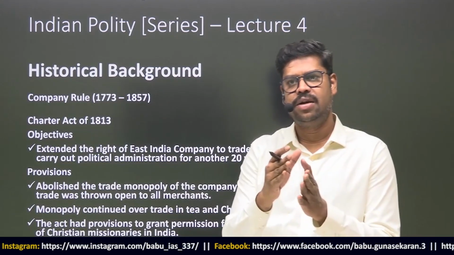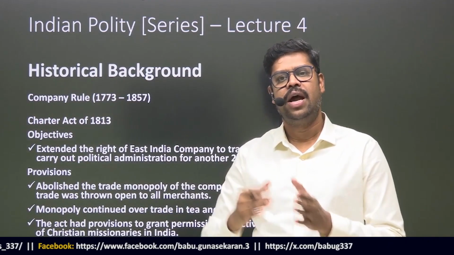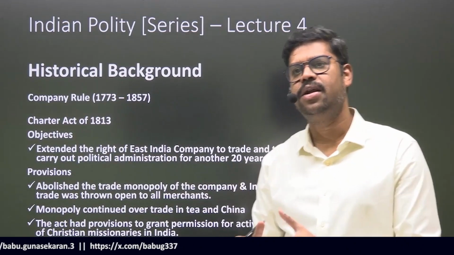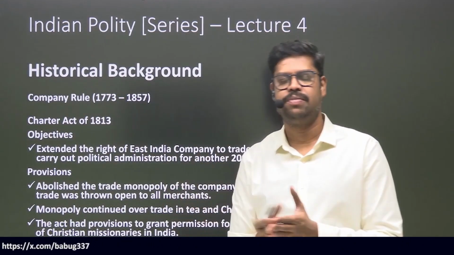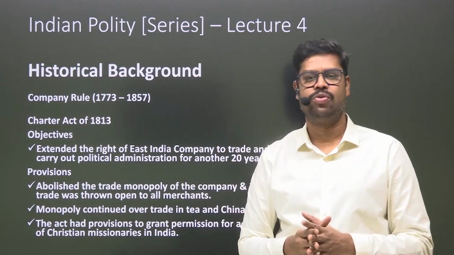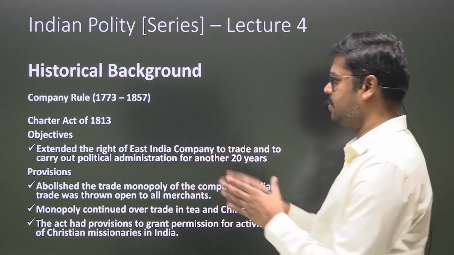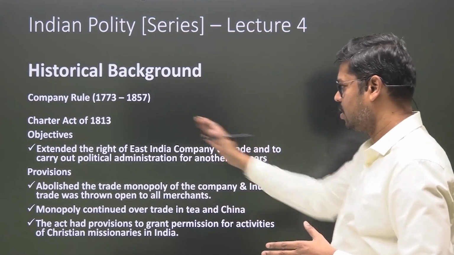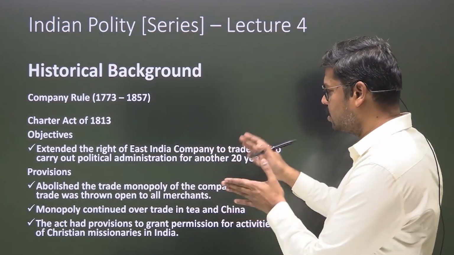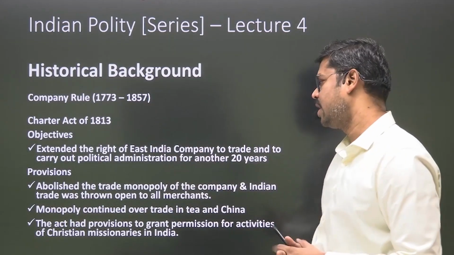And this Charter Act gave 20 years of permission for the East India Company to administer India, and that permission went till 1813. In 1813, the company again sought permission from the British Crown to administer British India, and again permission was given for another 20 years. This act again gave permission for another 20 years, and this permission went on till 1833. So that is basically what happened by the Charter Act of 1833.